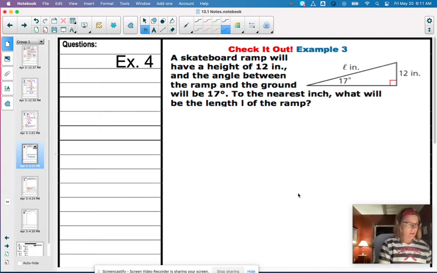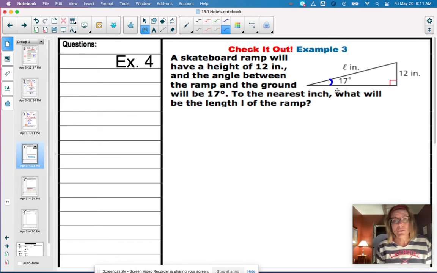Here we go. Example 4. A skateboard ramp will have a height of 12 inches, and the angle between the ramp and the ground will be 17 degrees. And that would be right here. To the nearest inch, what will be the length L of the ramp? We're trying to find this right up here. This is not a 30, 60, 90 or 45, 45, 90.